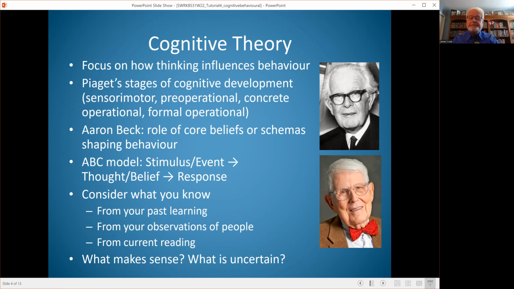the response. Consider what you know from your past learning, from your experience with working with clients, from the current reading about cognitive theory and cognitive therapy. What makes sense to you? What's uncertain for you? What questions do you have? And jot down those ideas, because we can use them in the in-class discussion as well as in the role plays.